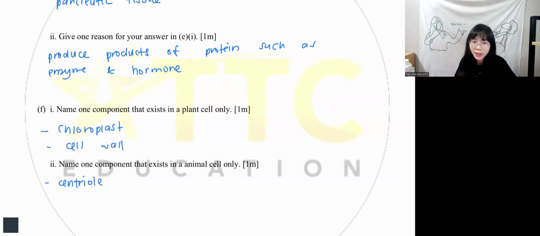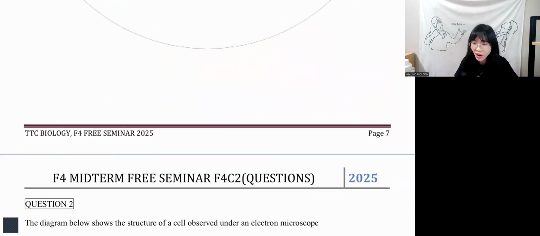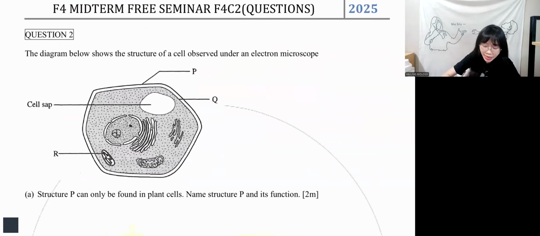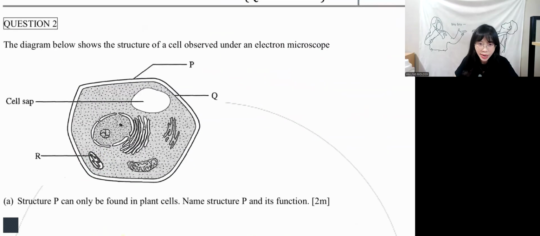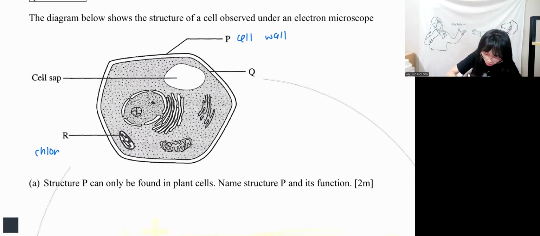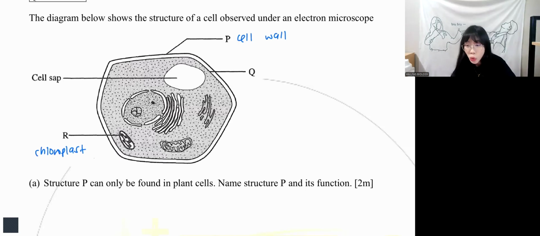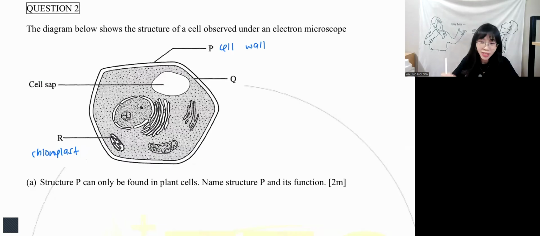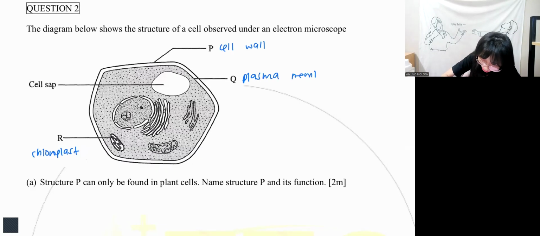How do you know it's a plant cell? Correct, because they have the large vacuole, right? They have a cell wall. They have chloroplast. Very good. This is how you look at whether it is a plant cell or animal cell. So P, we know that this is a cell wall. R, we know this is a chloroplast. Can you tell me what Q is? Very good. Q is the inner layer of the cell wall. It's called plasma membrane, correct? Plasma membrane.